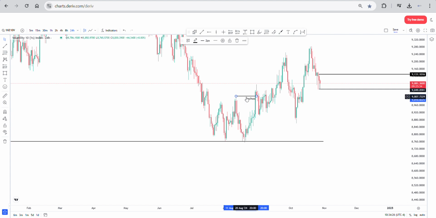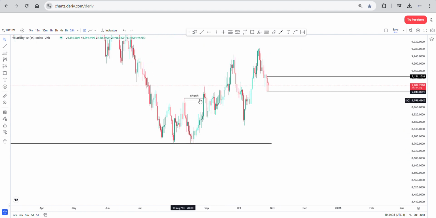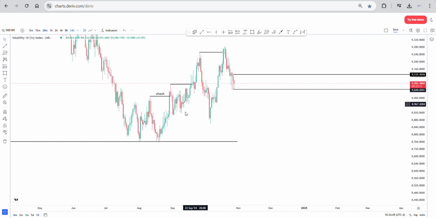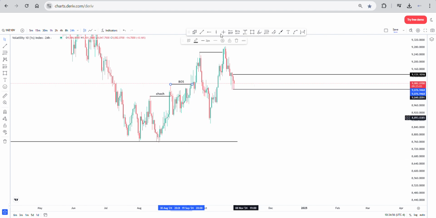So you can call it a CHoCH, or you can call it a market structure shift. Let me put it on top and center it. So right after that, we had a break of structure. We broke this high to the upside and we kept breaking the highs. All right, so this high was also broken. So we had this BOS, and we had this one as well, BOS as well.